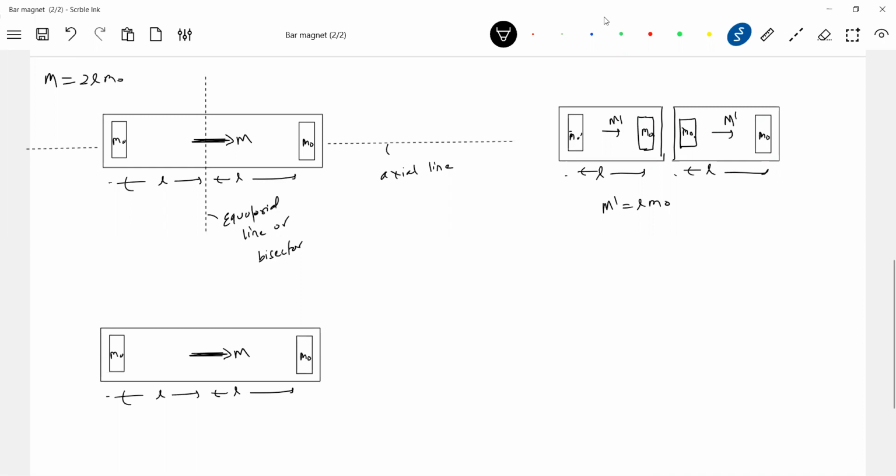Then I'll get two bar magnets. Then this will become a south pole again. Again, don't think of it as south. This will be north, this will be south, this will be north. So the dipole moment will become half.